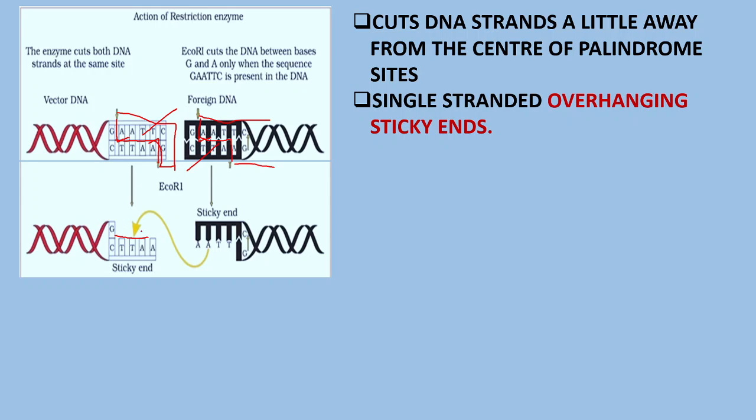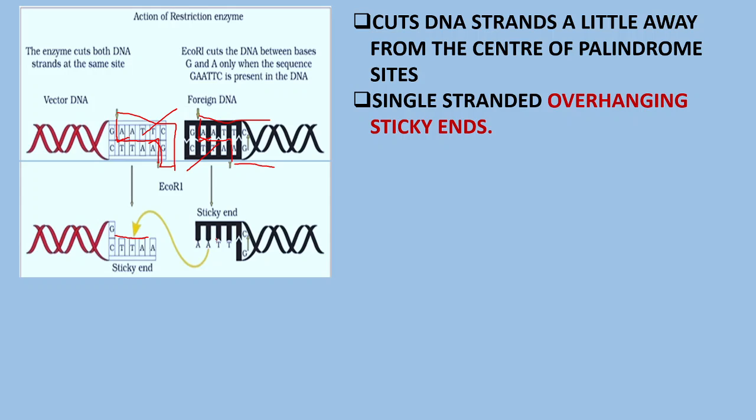So there are empty spaces left here, and here also. These regions will be called single-stranded overhanging sticky ends. Single-stranded, because you can see these are single now. They do not have the complementary bases. They got cut and separated out, leaving behind single bases. So we call them overhanging sticky ends. Why sticky ends? Because they have these exposed nitrogenous bases, so if they get a complementary one, immediately they can bond.